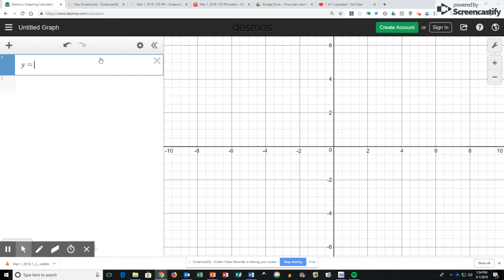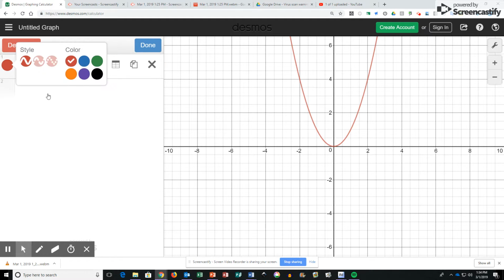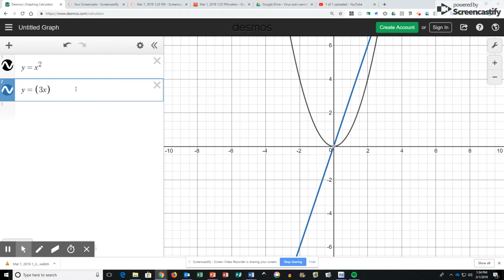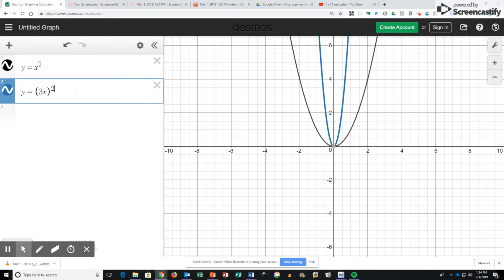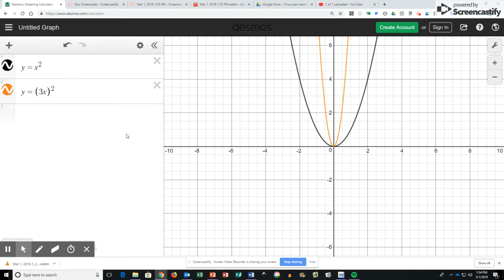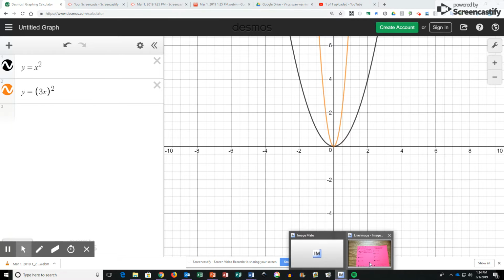All right, and I'm going to start with my parent function, y equals x squared. And I'm going to make it black. That way it's really easy for us to see. Done. Okay, that's our parent function. And the function we're looking at now is y equals parentheses 3x parentheses squared. Okay, we said it was going to be narrower, and it is. Notice how this blue one right here is narrower. Let's make it orange. Okay, notice how it is narrower than the other. So let's go back. Let's try the next one.